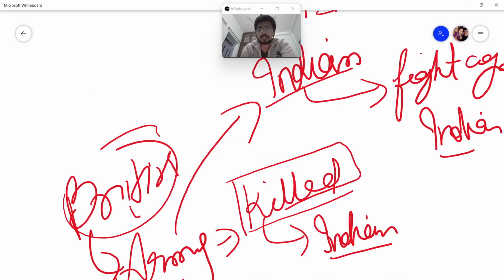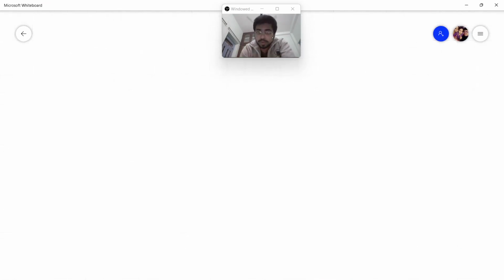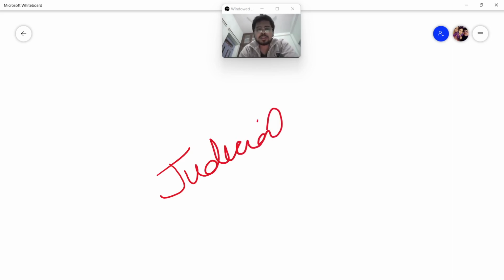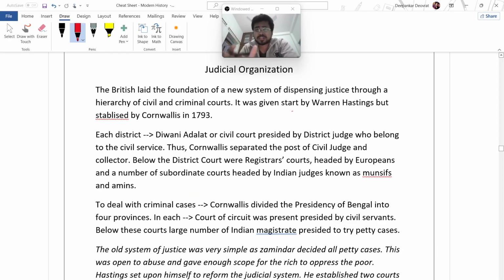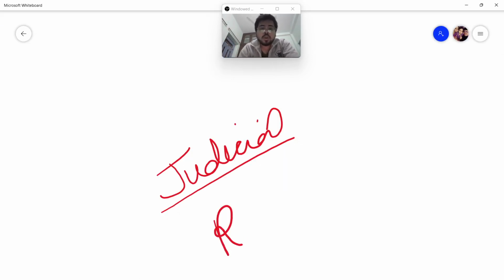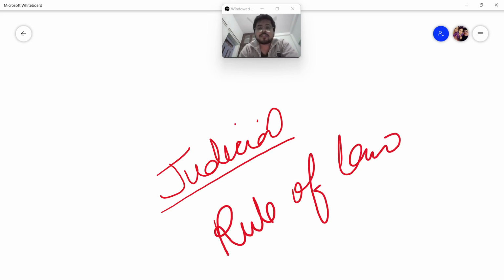At the time you will see that judicial, not supremacy, that's a separate thing. So judicial courts will come where they will start to break the old Indian or old religious laws. There were some cruel punishments at the time based upon the Sharia laws and all. So they came up with their own judicial organization, the judicial supremacy or organization kind of stuff they presented, and they started to follow the rule of law. Okay, rule of law.